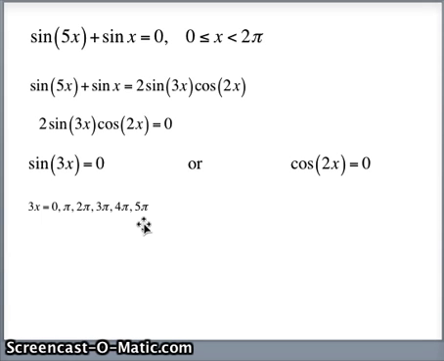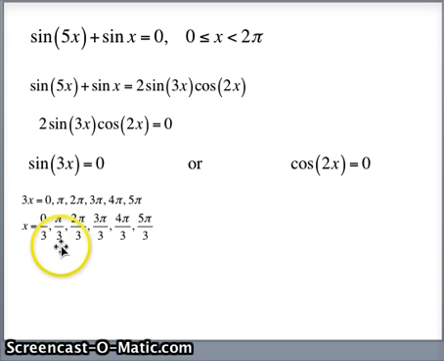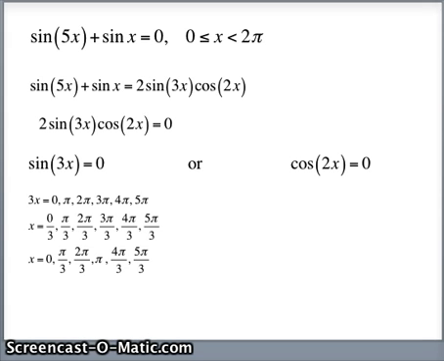So next I've got to divide everything by 3. If I divide all those by 3, x then is 0 over 3, pi over 3, 2 pi over 3, 3 pi over 3, 4 pi over 3, 5 pi over 3. Of course, 0 divided by 3 is 0, and 3 pi divided by 3 is pi. So we can get the solutions to the first part of our problem. When does sine 3x equal 0? When x is 0, pi over 3, 2 pi over 3, pi, 4 pi over 3, and 5 pi over 3.